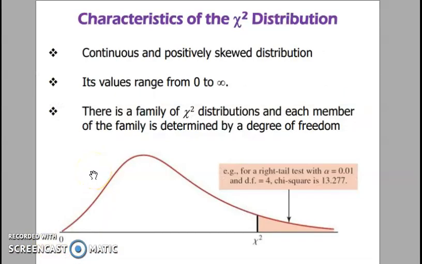The test statistic from the chi-square test follows the chi-square distribution. So this chi-square distribution is a continuous and positively skewed distribution, and the values range from 0 to infinity. And in order to determine the critical value, we need to know the alpha level and also the degrees of freedom. So once we have the alpha level and the degrees of freedom, we can get the critical value from the chi-square table.